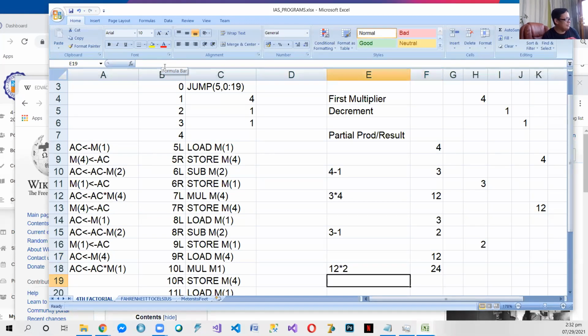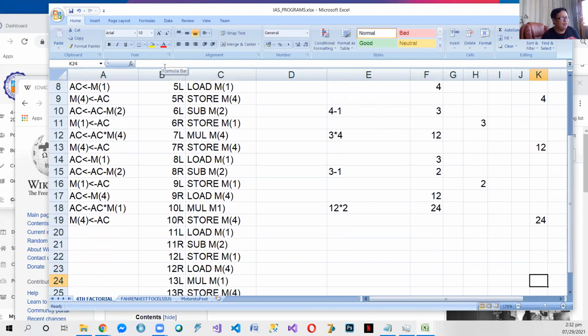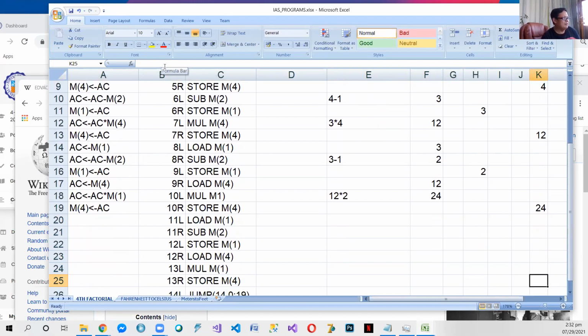And store M4. That's why AC goes to M4. So now M4 becomes 24. Our final answer will be in M4. Do you follow?